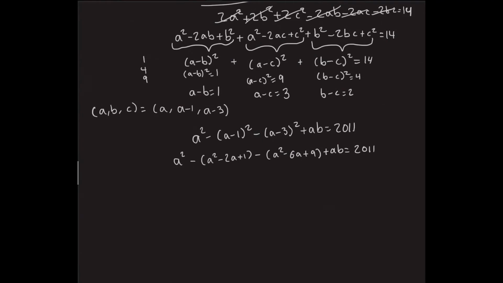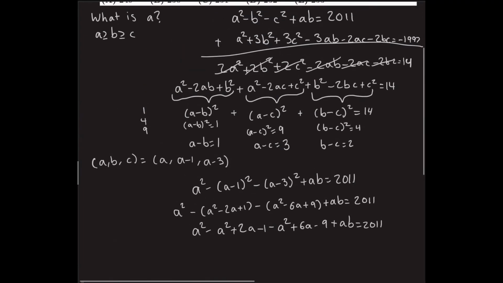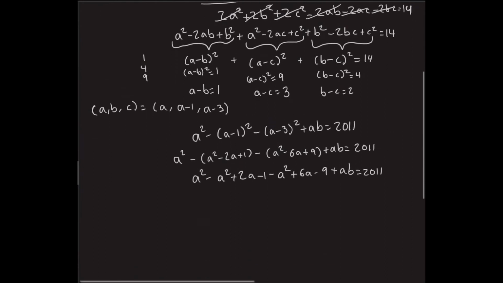Distributing the negative 1 into this and the negative 1 into this, we'll get a squared minus a squared plus 2a minus 1, then minus a squared plus 6a minus 9, plus ab is equal to 2011. Now once again, just a reminder, I'm using this equation up here, and I'm plugging in the relative values of a, b, and c into the equation to determine what a is. So these a squared and negative a squared eliminate.